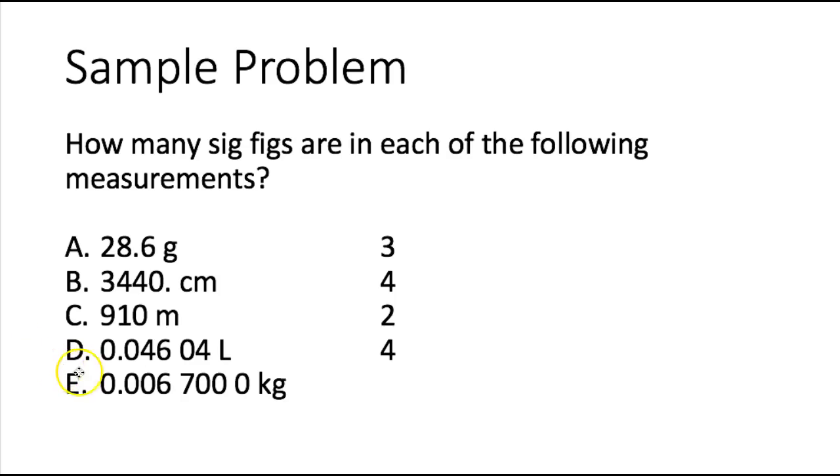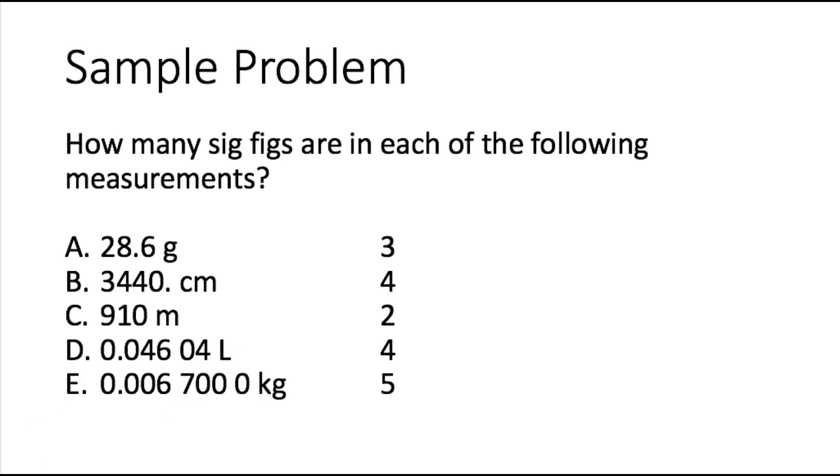For our final problem, we have 0.0067000. Again, the decimal point is present, so we count from the Pacific to the Atlantic side, starting at the first non-zero digit, which is the 6, and counting to the end of the number. So we count the 6, the 7, the 0, the 0, and the 0, giving us a total of 5 sig figs.